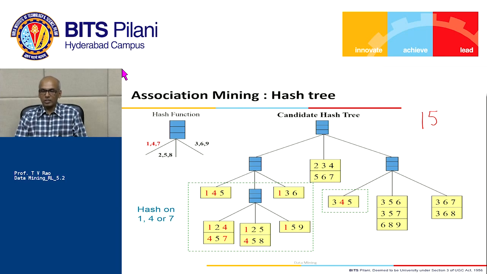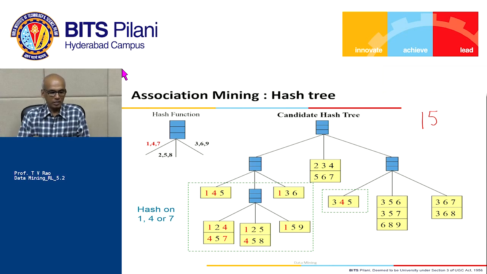Then we also assume that all the transactions are organized in order of the items. So if items 2, 3, 4 occur within a transaction, the transaction will be represented as 2, 3, 4, not as 4, 3, 2 or 3, 4, 2. That way it will help us in making the comparison and organizing the hash tree.